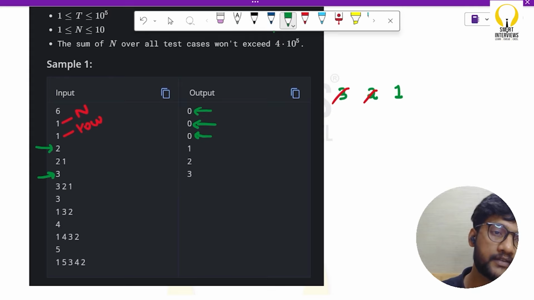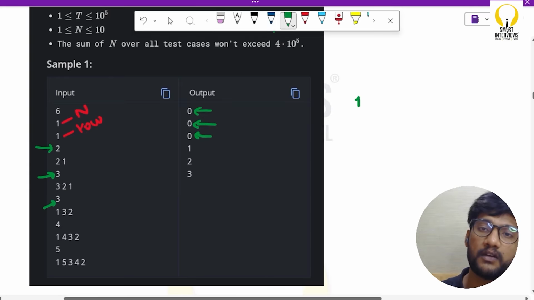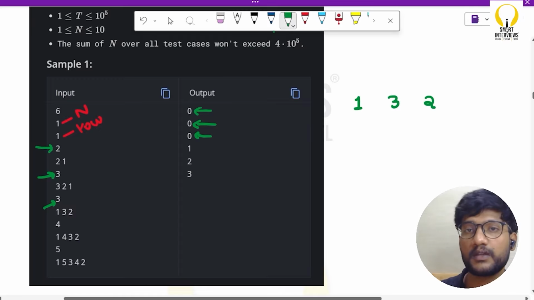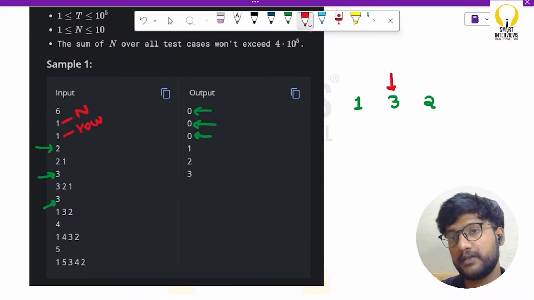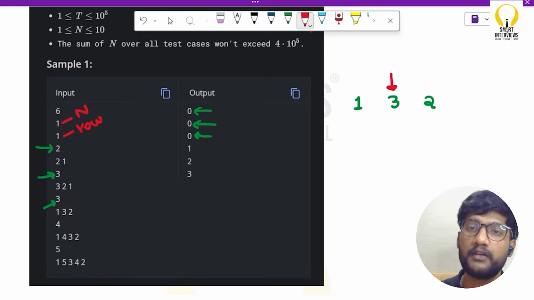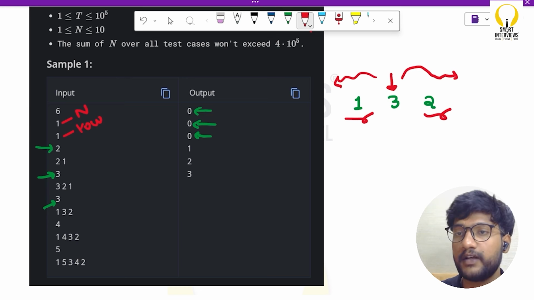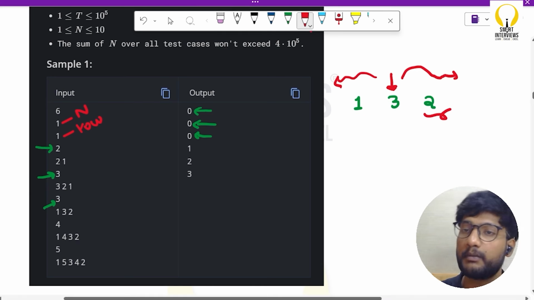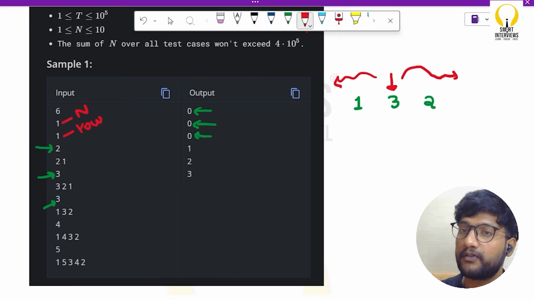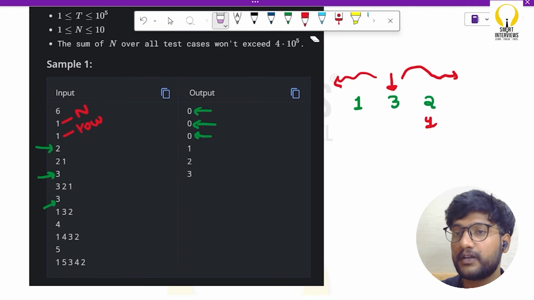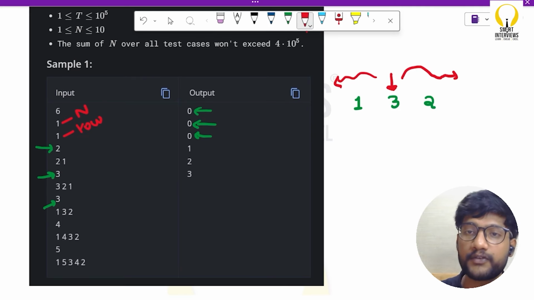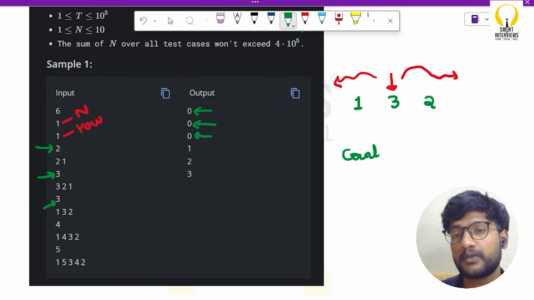Again, for the next test case, we have 1, 3, and 2. Basically, the third person has the highest priority, so he is supposed to go first. You can go from right or from left because both sides have one person, left people are one and right people are also one. If you want to go from the right side, for sure you are supposed to disturb one person. If you want to go from the left side, for sure you are supposed to disturb one person. So we also maintain one total count.